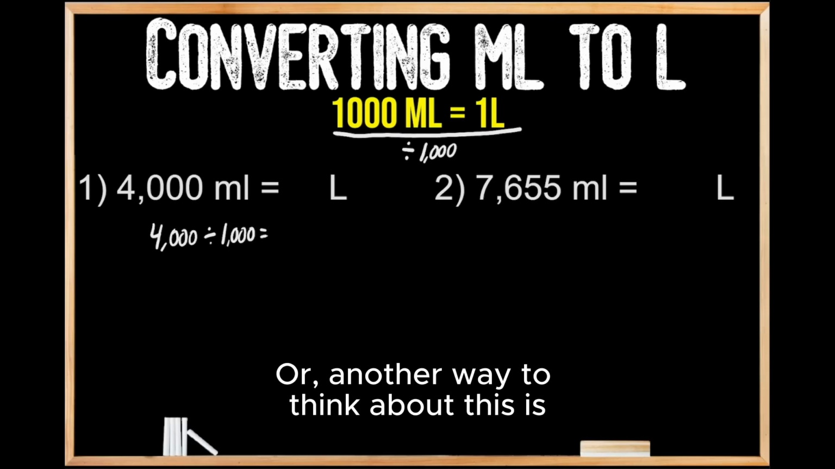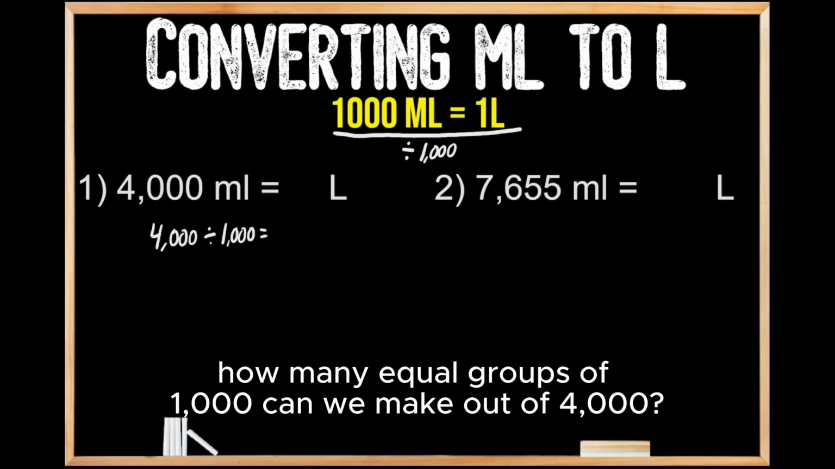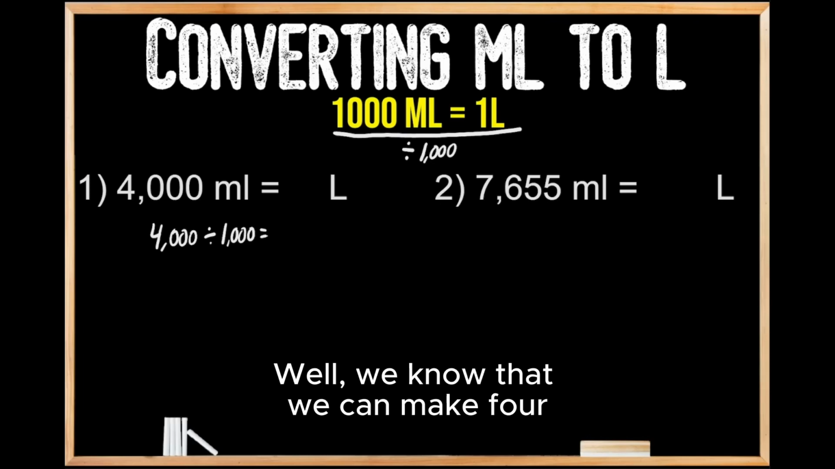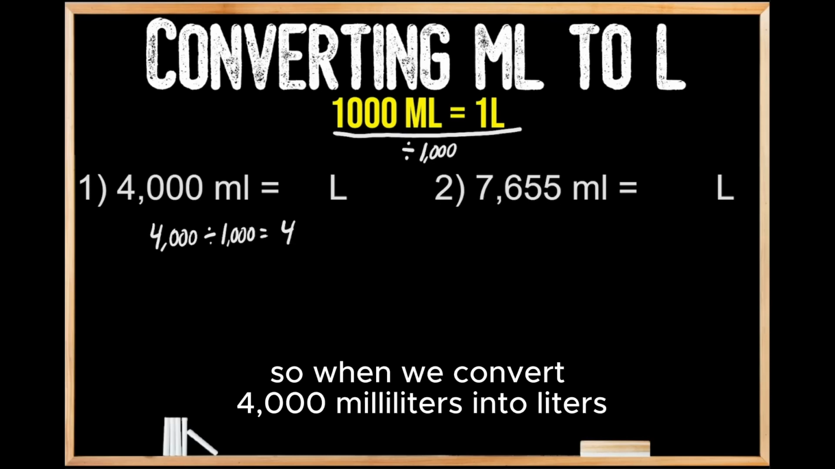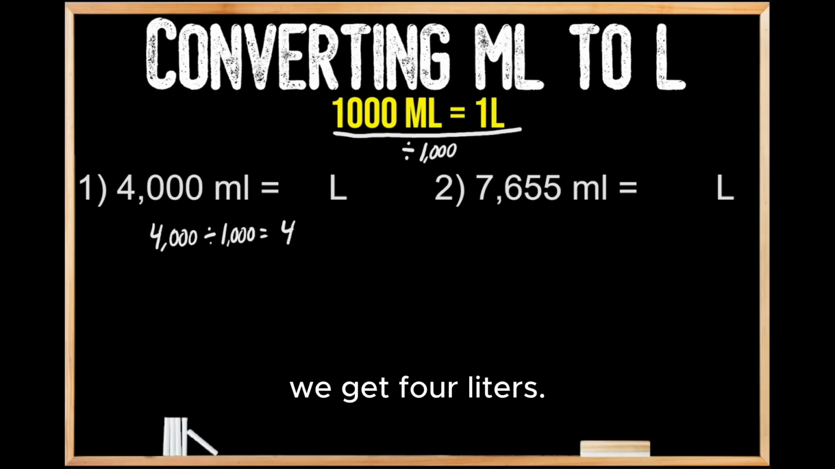Or another way to think about this is, how many equal groups of 1,000 can we make out of 4,000? Well, we know that we can make 4 equal groups of 1,000 out of 4,000. So when we convert 4,000 milliliters into liters, we get 4 liters.